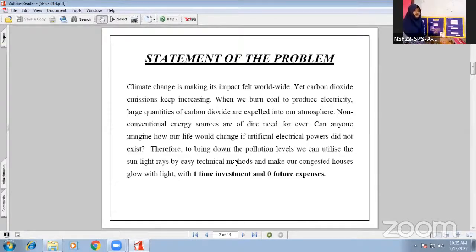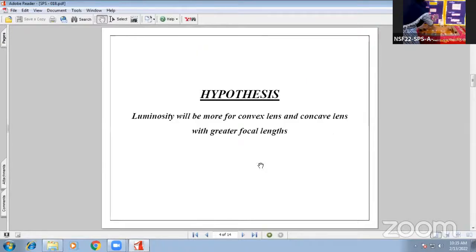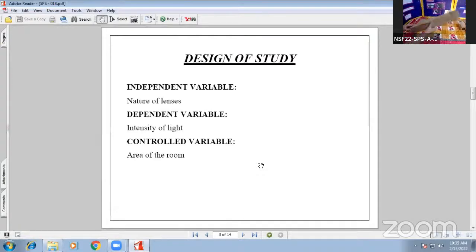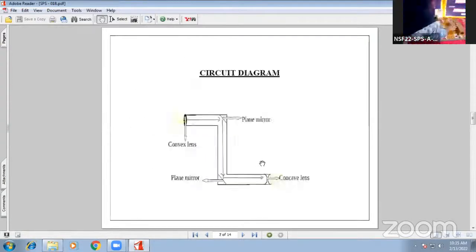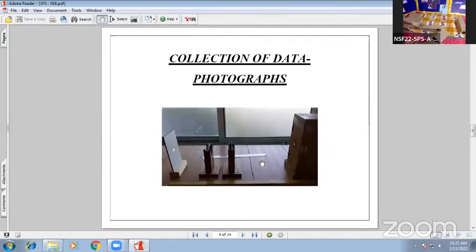So in order to put down the carbon dioxide levels, we have to also cut down the electricity consumption. So I have made this project with very easy technical methods. Here I have made the central body with two openings and I have placed two plane mirrors here at an angle of 45 degrees each. And for the upper arm, I have placed a convex lens.